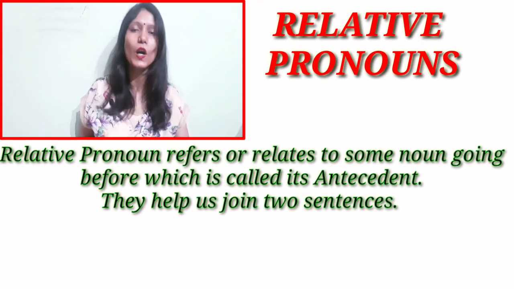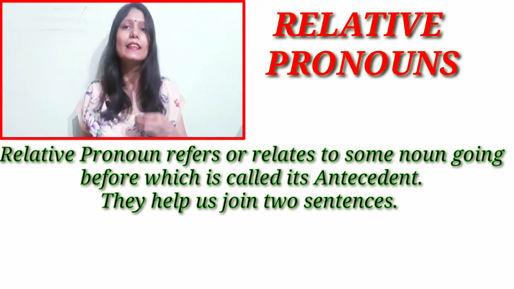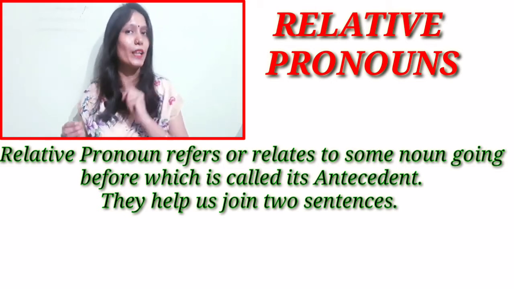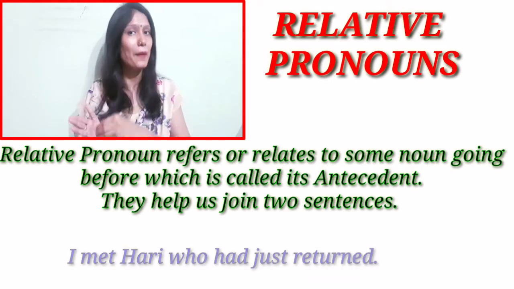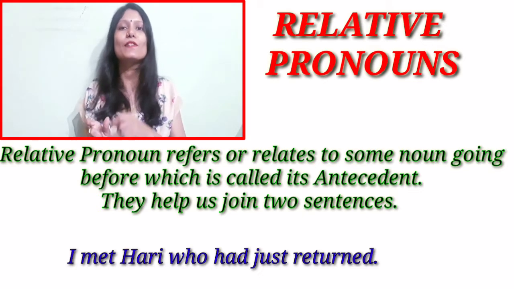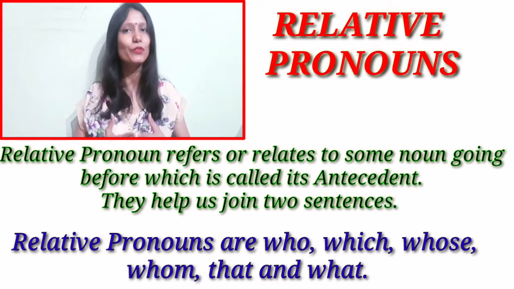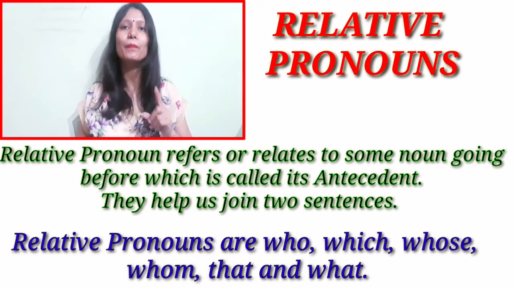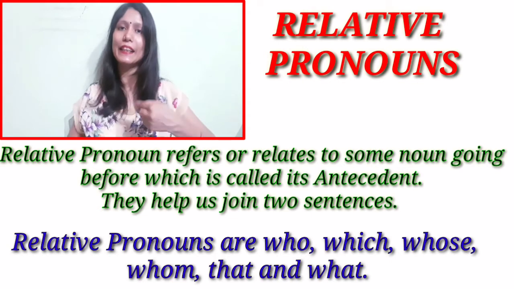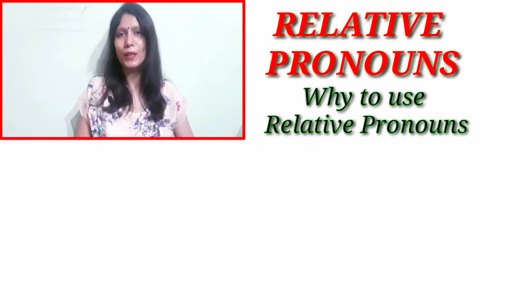A relative pronoun refers or relates to a noun going before, which is called its antecedent. So an antecedent is a noun or pronoun which is just before that relative pronoun. For example, if I say I met Hari who had just returned, Hari is the antecedent in the sentence for the pronoun who. The relative pronouns are who, which, whose, whom, that and what. We learn all these relative pronouns in detail. But before that, we'll see why to use these relative pronouns.